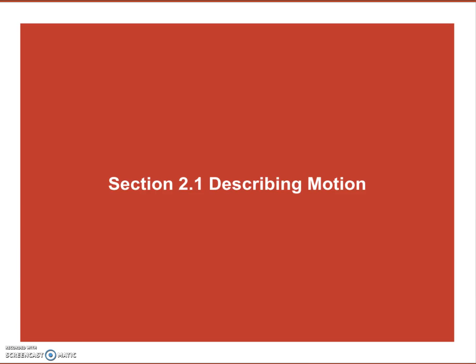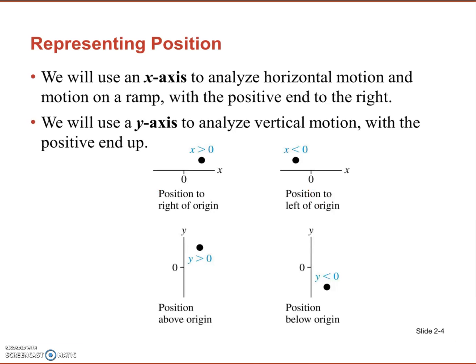So, to begin, how can we describe motion? Well, we can represent position using a horizontal axis. The x-axis is a coordinate axis, as we've discussed in the past. When an object is on the right-hand side of the origin, we say that its x position is positive. And when an object is on the left-hand side of the origin, we say its position is negative. Likewise, with the vertical position, if it is above the origin, then our y position is positive, and if it's below the origin, then our y position is negative.